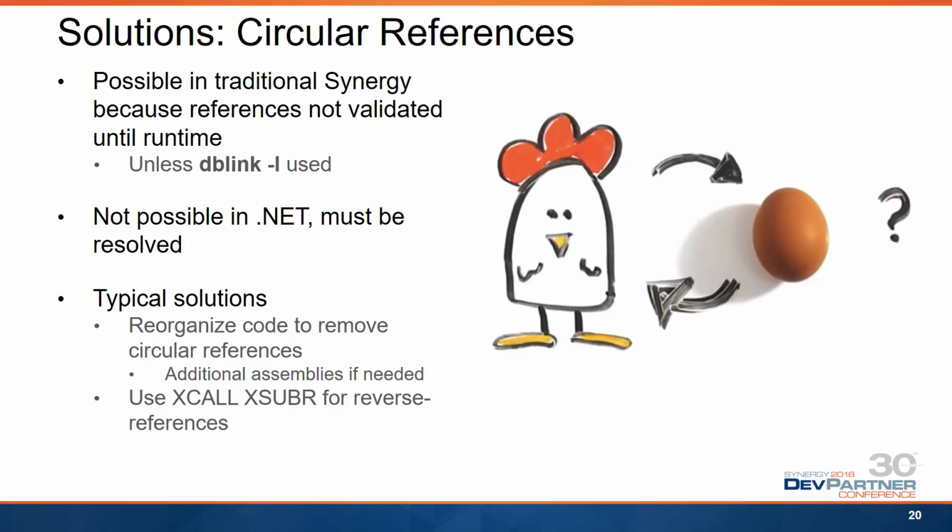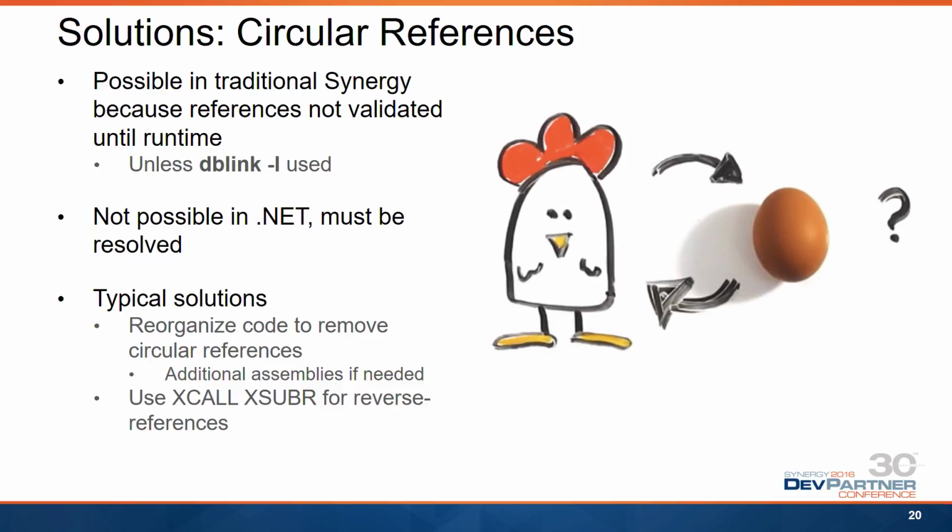Circular references, again, is unfortunately something that was possible in traditional Synergy to have: a subroutine in this ELB that X called this one, and one up here that X called this one. And it's that chicken and egg kind of scenario. In .NET, you can't do that because it's got to be able to completely build this one and resolve everything, and you can't do it because it calls that, and that hasn't been built yet, but that can't be built because it calls this one.